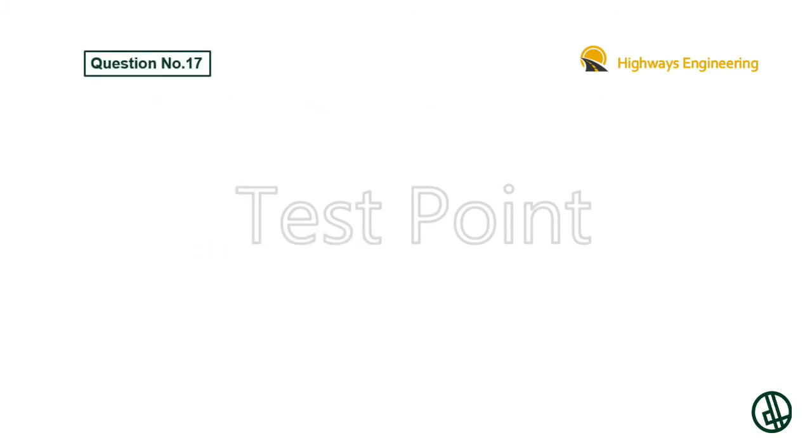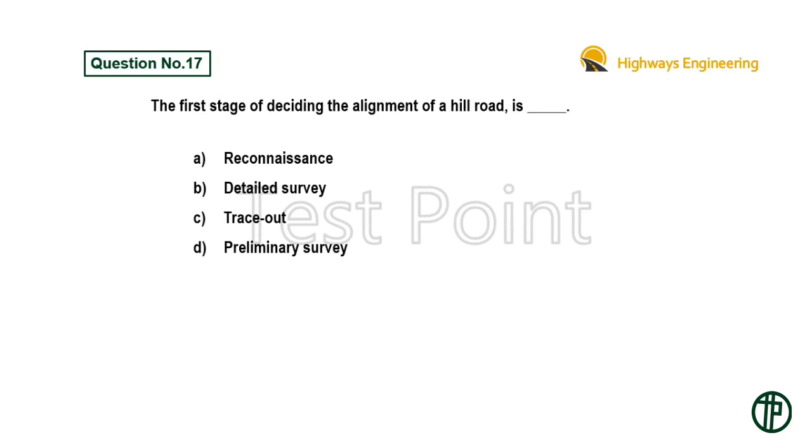Question number 17. The first stage of deciding the alignment of a hill road is. Option A, reconnaissance. Option B, detailed survey. Option C, traceout. Option D, preliminary survey. Answer is option A, reconnaissance.